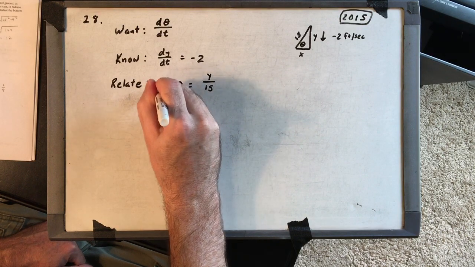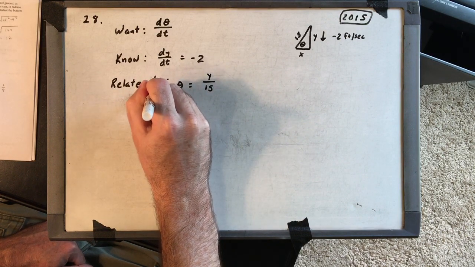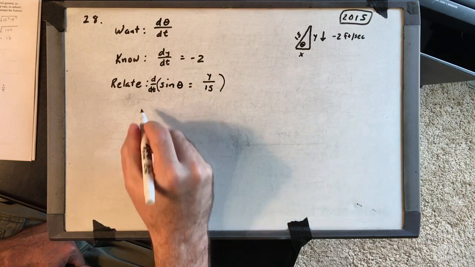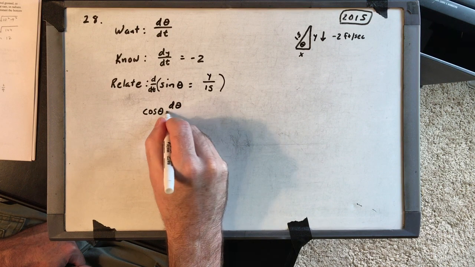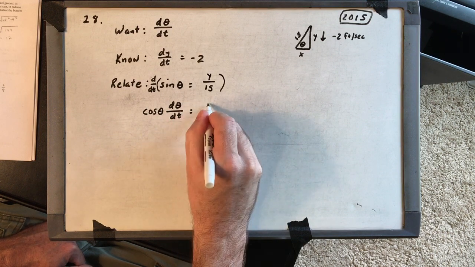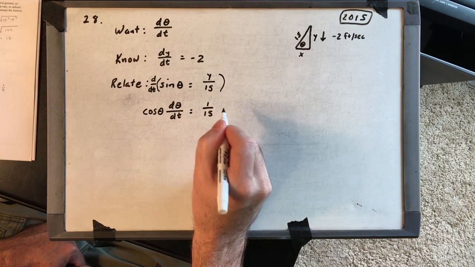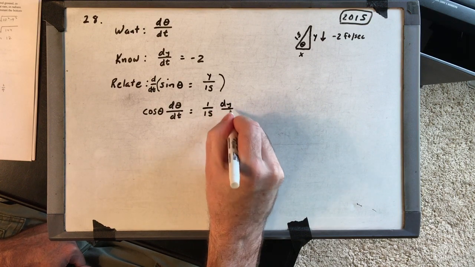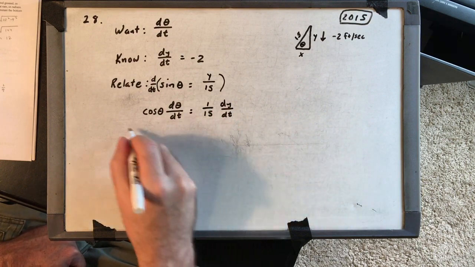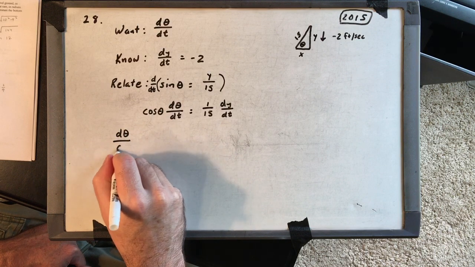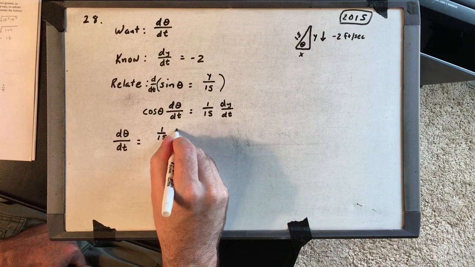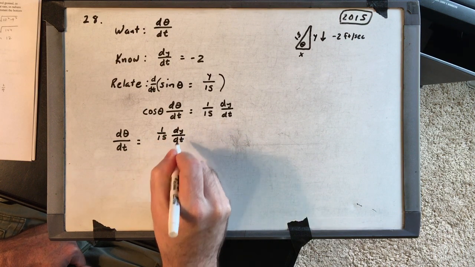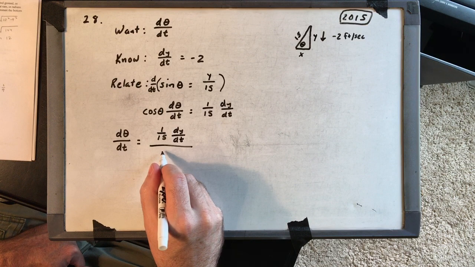And then we need to take d dt of that. So that would be cosine theta, d theta dt, is equal to 1/15 dy dt. So d theta dt is equal to 1/15 dy dt over cosine theta.